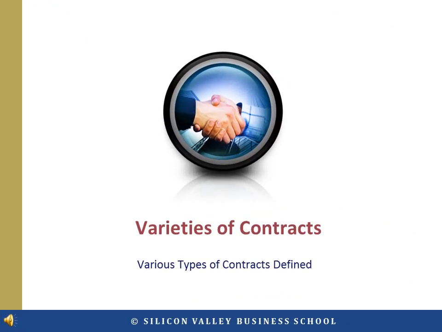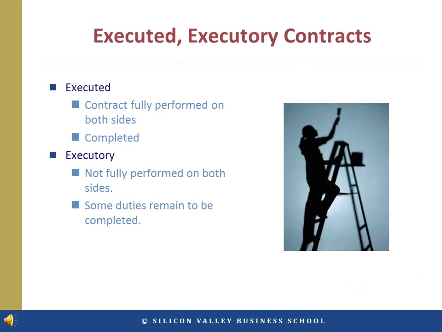Varieties of contracts. There are many different terms that are applied to describe contracts. An executed contract is completed and has been fully performed on both sides. An executory contract is one that has not been fully performed on both sides. Some duties remain to be completed.